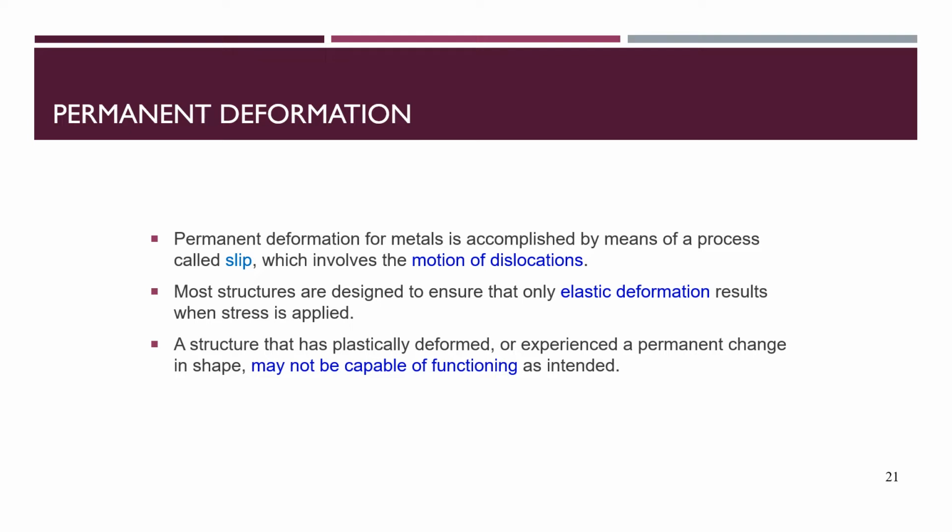Permanent deformation for metal is accomplished by means of a process called slip, which involves the motion of dislocations, as you saw in the slide before. Most structures are designed to ensure that only elastic deformation will result when stress is applied. However, a structure that has plastically deformed, or experienced permanent changes in shape, may not be capable of functioning as it is needed.